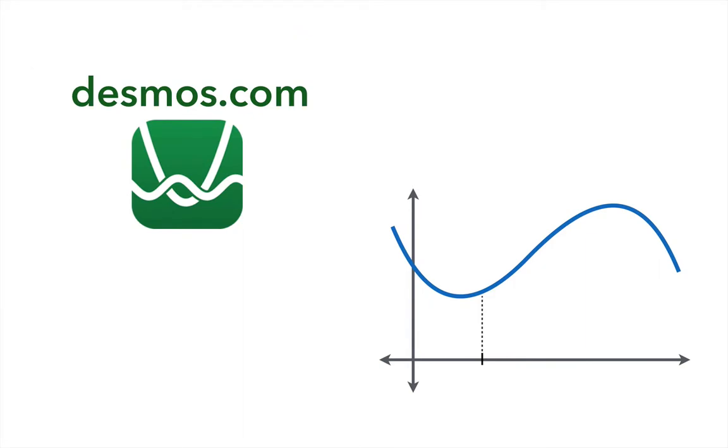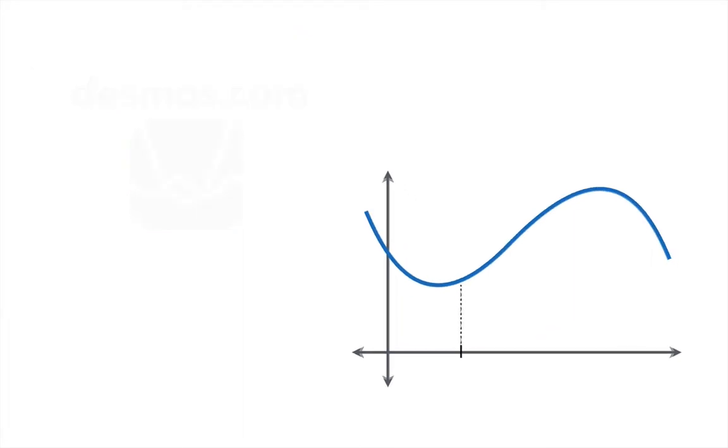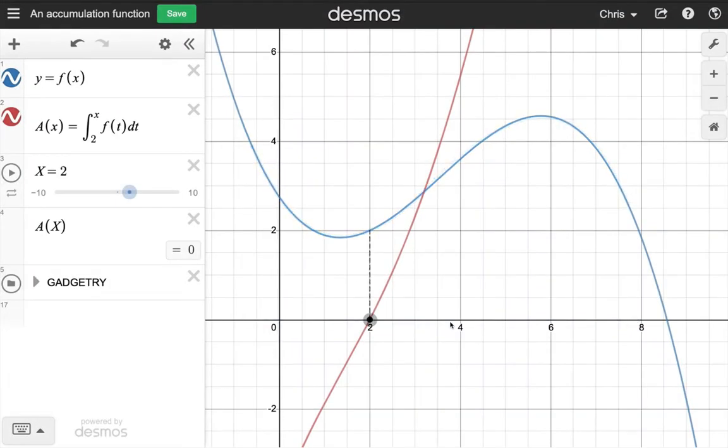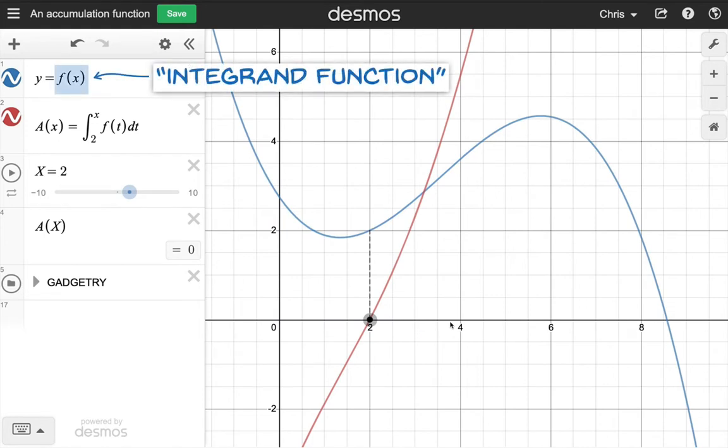Let's get a dynamic picture with the help of Desmos. So what we'll do is we will take a particular function here. So this is our integrand function, whose definition isn't really relevant here. We can hide it away in the folder with gadgetry in it. So we've got a function f defined here, and then here's the graph of our integrand function. And here's where the integrand function shows up in our definition of the accumulation function.